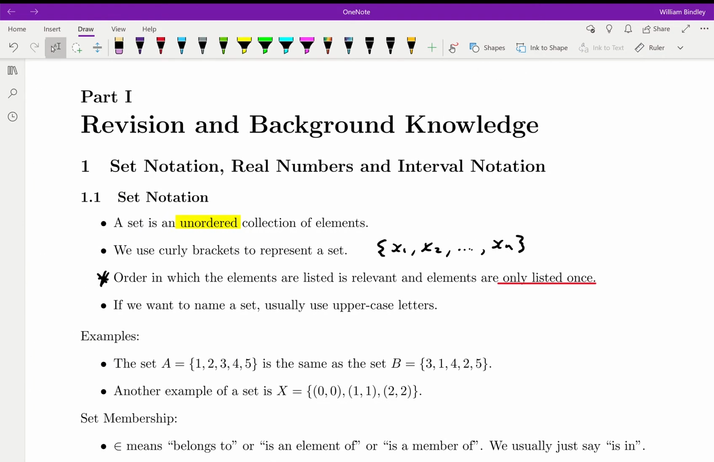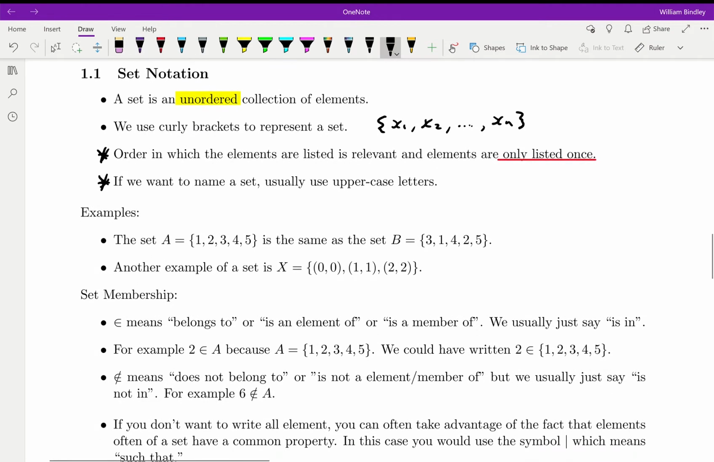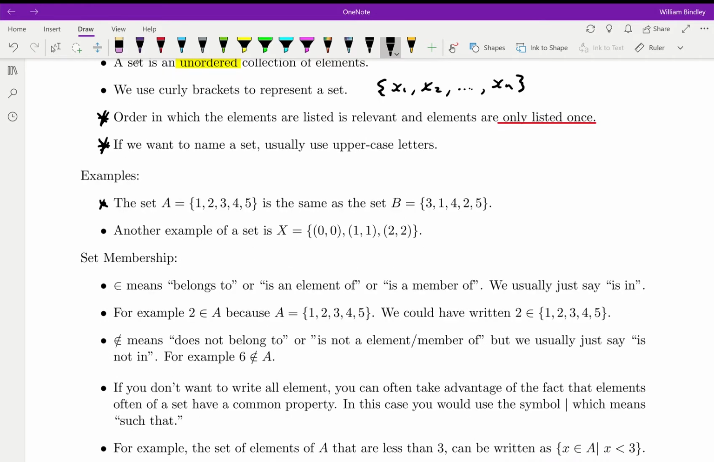If we want to name a set, usually we use an uppercase letter, but not always. Here's an example. The set A is equal to the set that contains 1, 2, 3, 4, and 5. That's the same as the set B, which contains 3, 1, 4, 2, and 5. So really, we didn't need to introduce a new name for the same set, and we could have just said that this is equal to A.